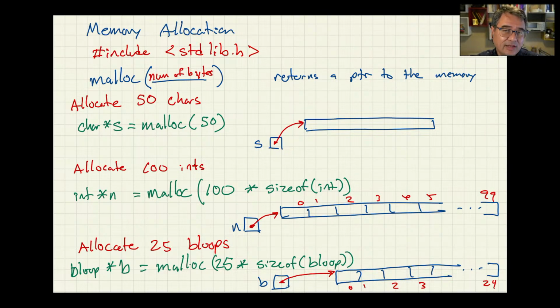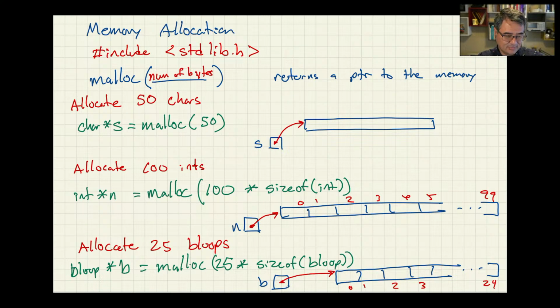Okay, so that's all malloc does, it just sets aside the memory that you ask for and then returns a pointer to it. And a good programmer would check to make sure that malloc actually worked. So if you get back a null pointer, then you know that memory allocation did not work.